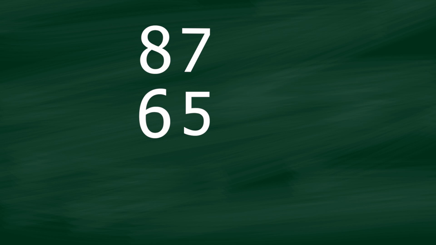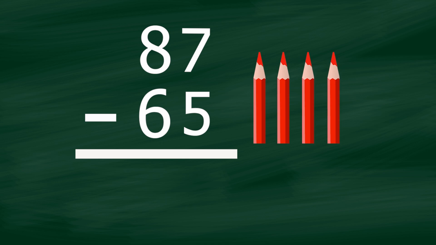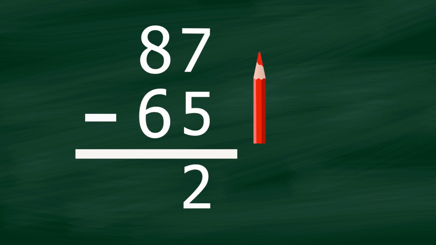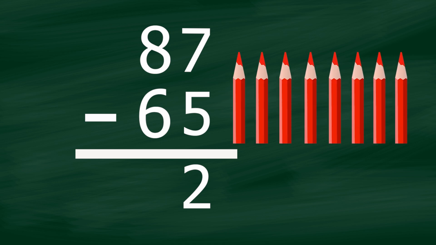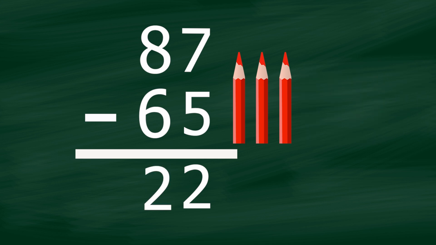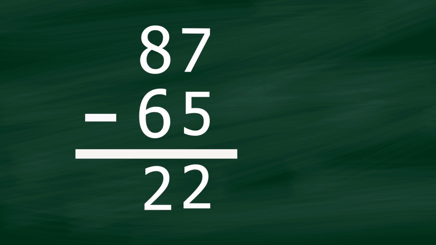Alright, let's do another one. How about 87 minus 65? First subtract the right side, that means ones. 7 minus 5. The difference is 2. Next, we just subtract the left side, the tens column. 8 minus 6. The difference is 2. So the answer is 22.